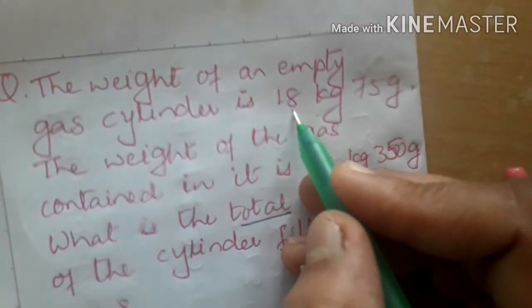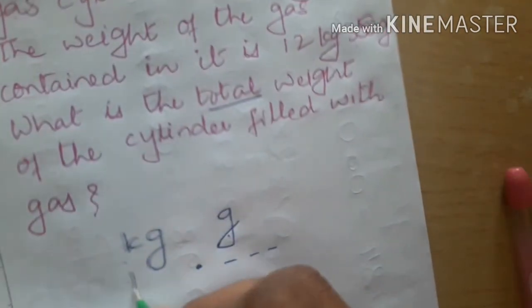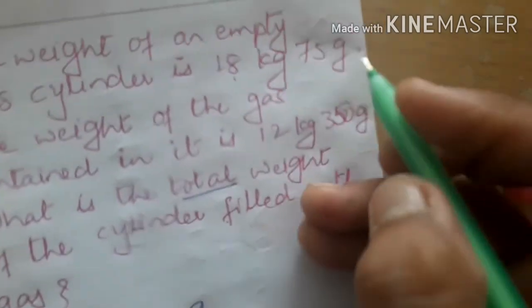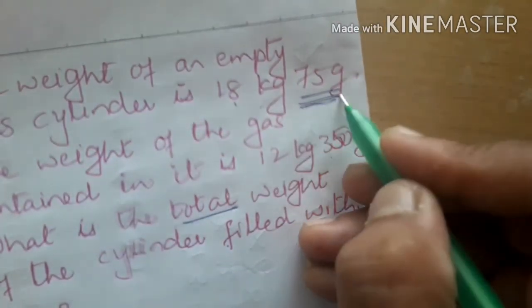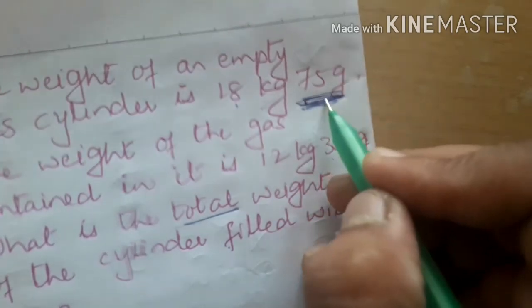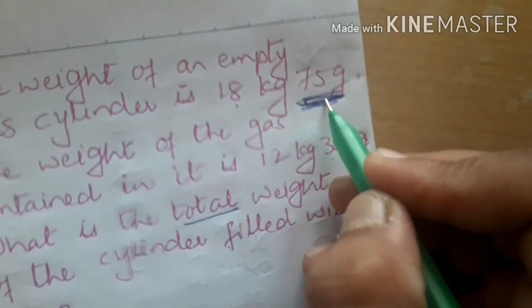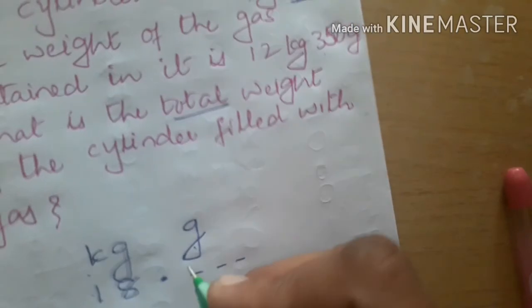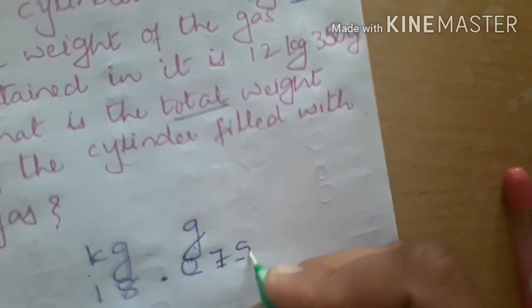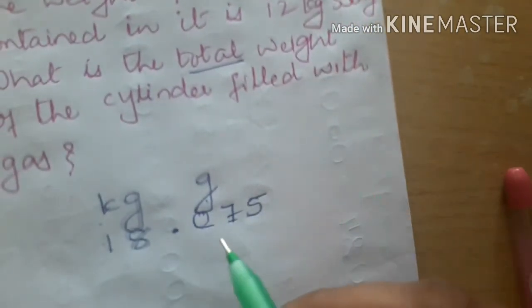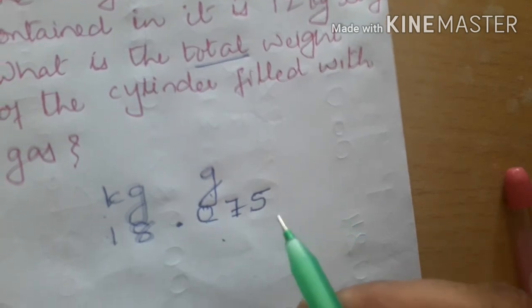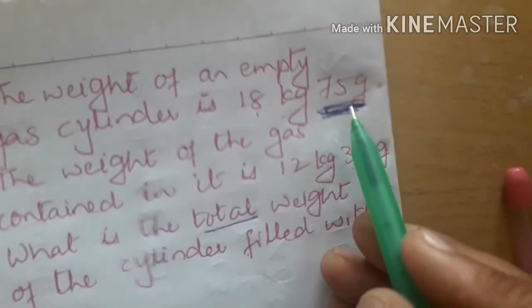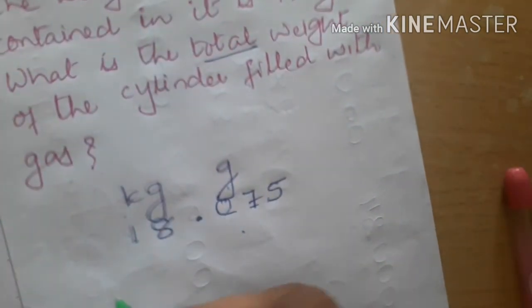So here this is 18 kg. So in the kilograms section I will write 18. And this is only 75 grams. So how can you express this 75 grams in 3 digits? Can I write it as 075? Okay, don't write it as 750. That would be 750 grams. We have to write only 75 grams. So this is 075.